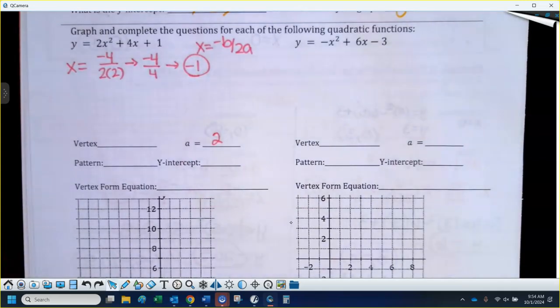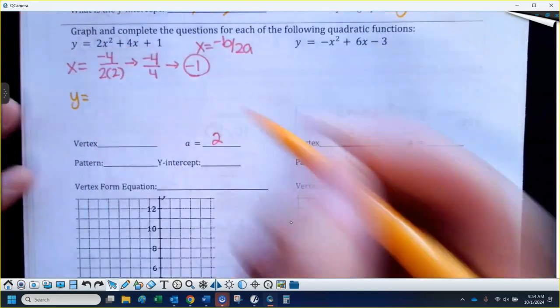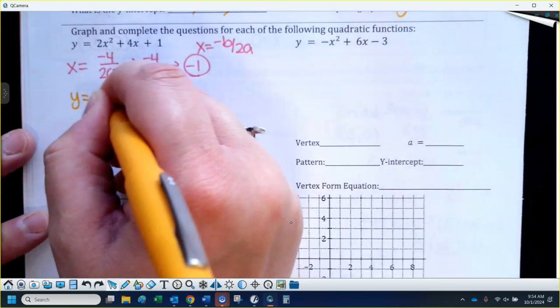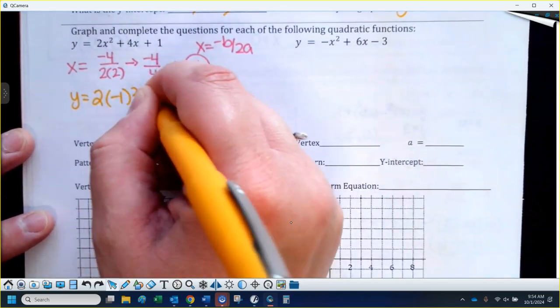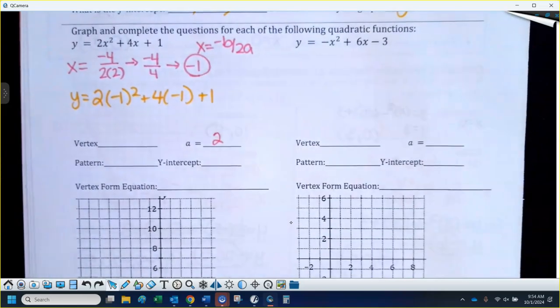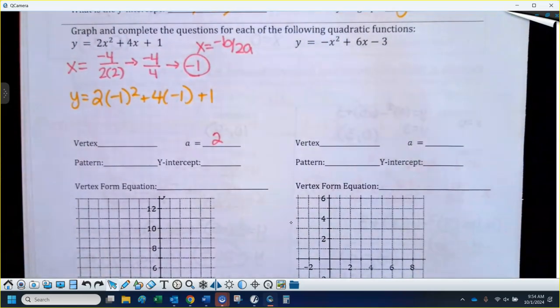You just got to find the y-coordinate of the vertex. To do that, I'm just going to do y equals. Now, everywhere you see an x, you replace it with your x-coordinate, which is -1. And again, especially if I'm working with a negative number, I like to just plug it in with little parentheses and use my calculator to go ahead and do that.